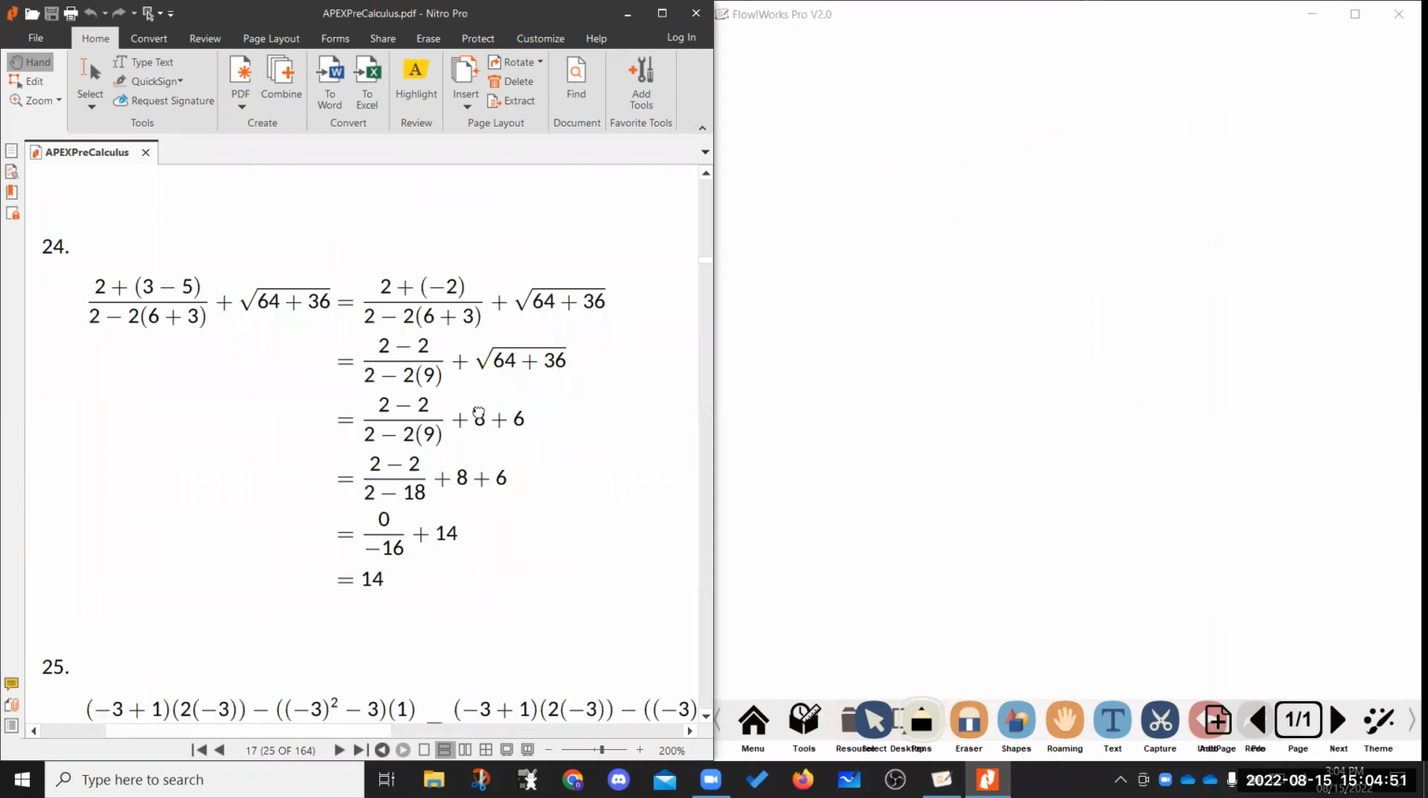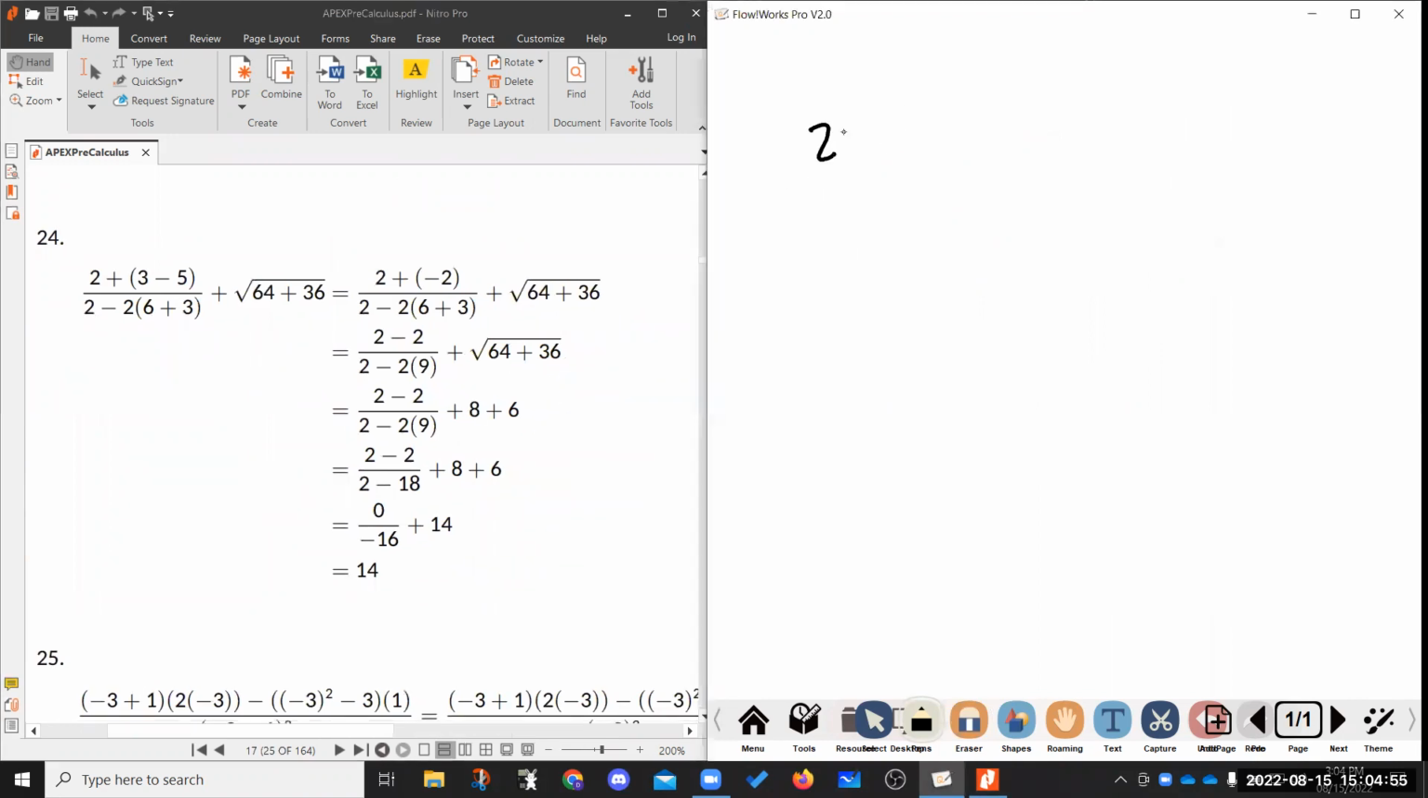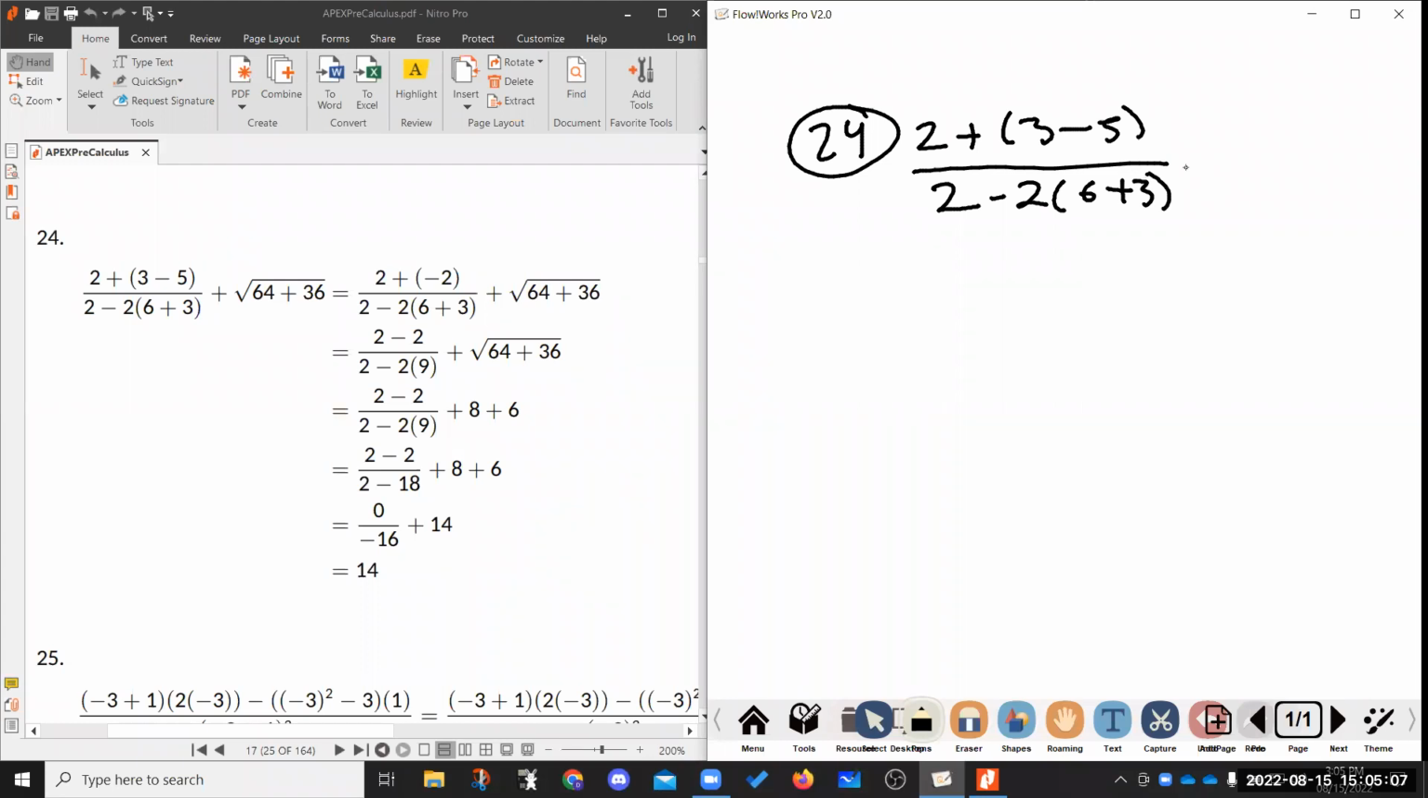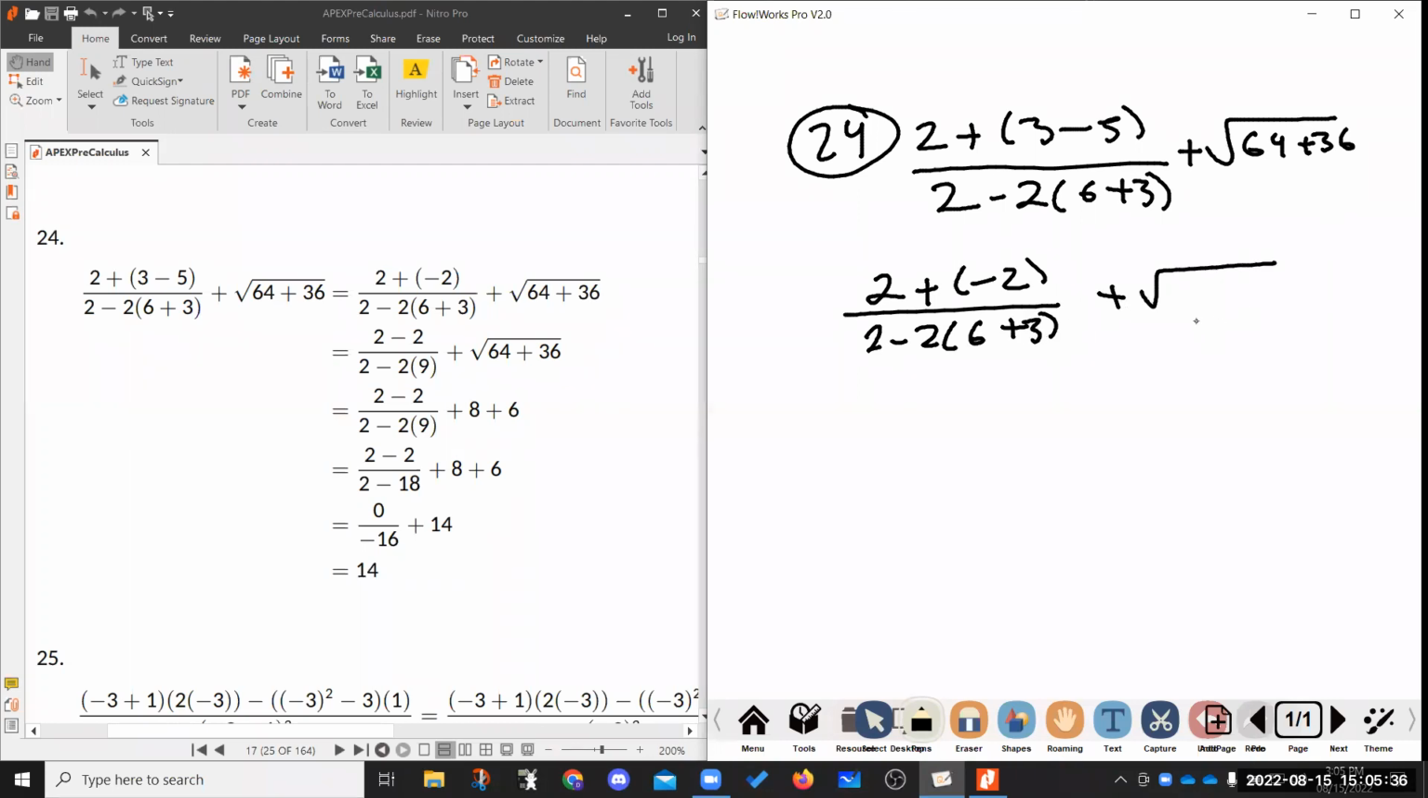Let's go ahead and look at number 24 now. 24 asks us 2 plus 3 minus 5 over 2 minus 2 times 6 plus 3. On the outside of that fraction, we have plus the square root of 64 plus 36. So they said that this is 2 plus a -2. They're doing those parentheses, and they left everything else alone. No reason to leave everything else alone. They did.